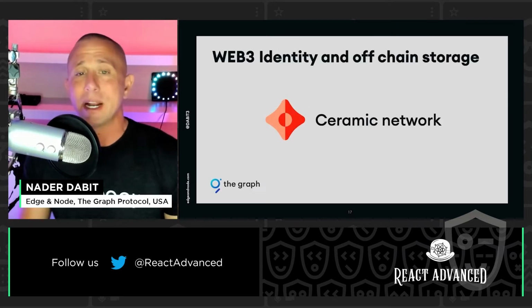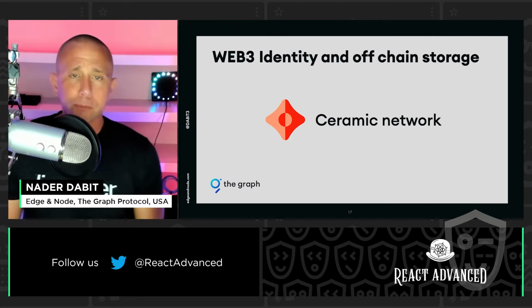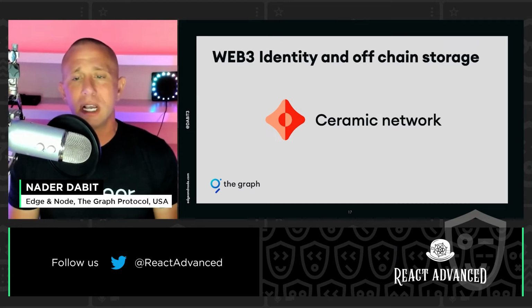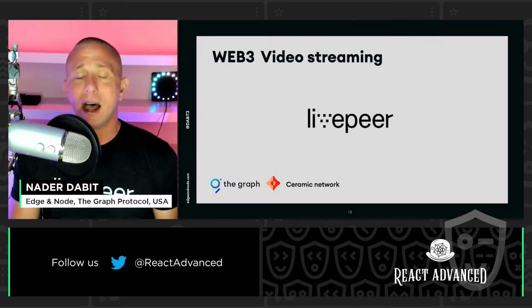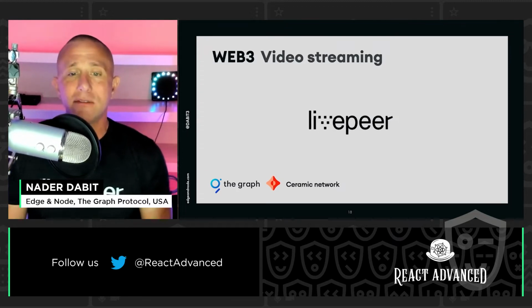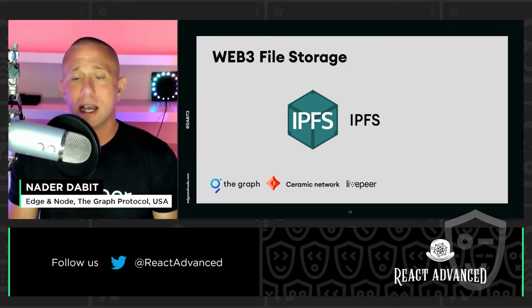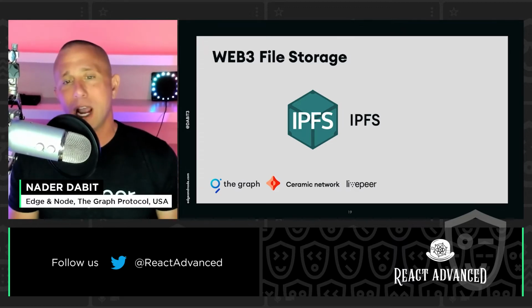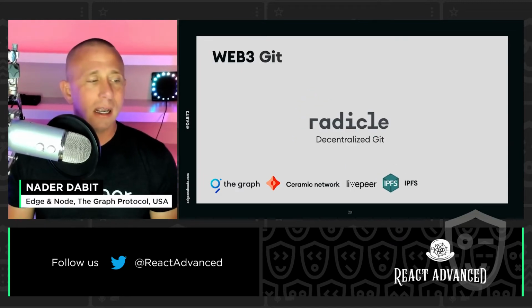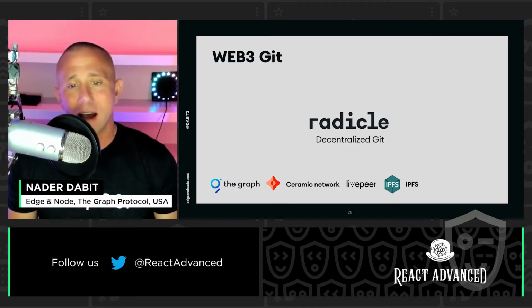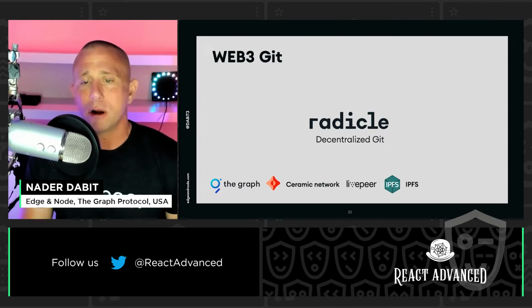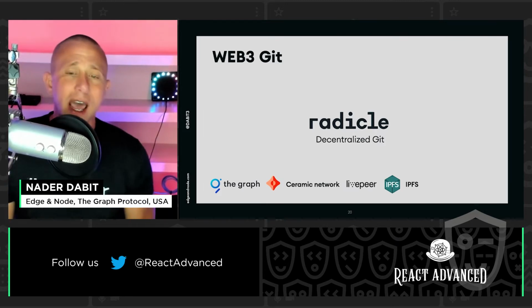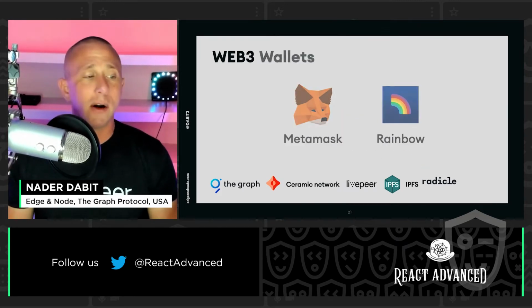We have the Ceramic Network, which is an off-chain storage solution, something like a database, but it's a decentralized database. We have Livepeer, which is a decentralized live streaming service that's, again, running in a decentralized network. For file storage, we have Arweave and IPFS. For Git, we have Radicle. There are a lot of different protocols that I'm not even mentioning here, but this is just an example of some of the things that are out there.